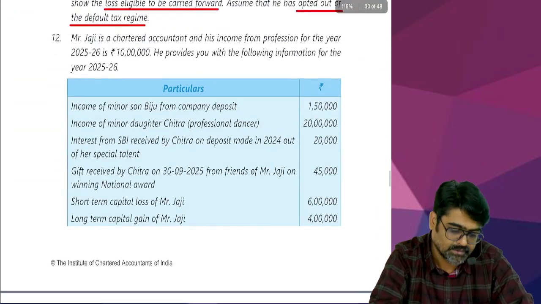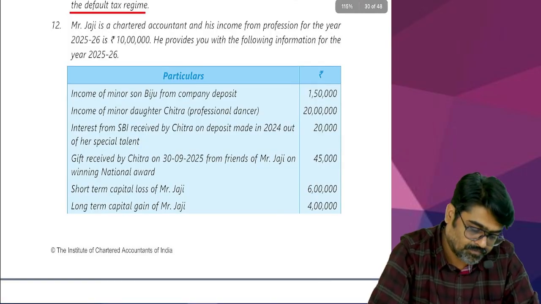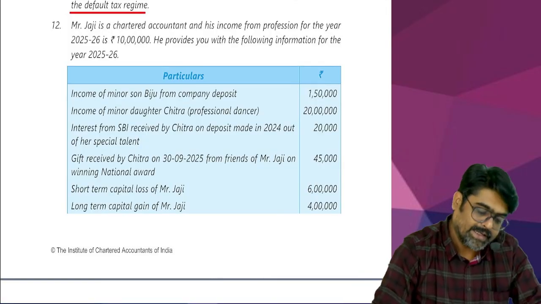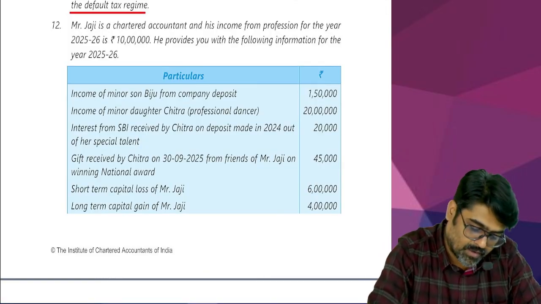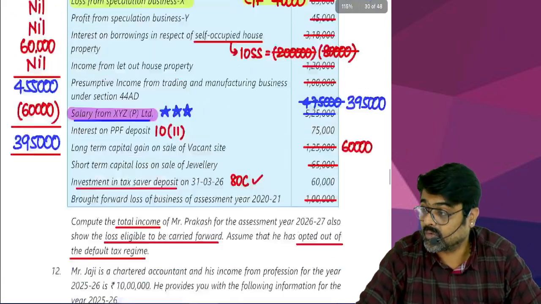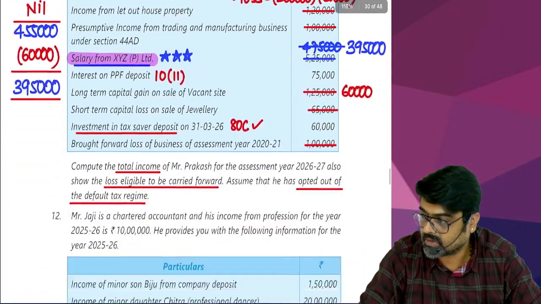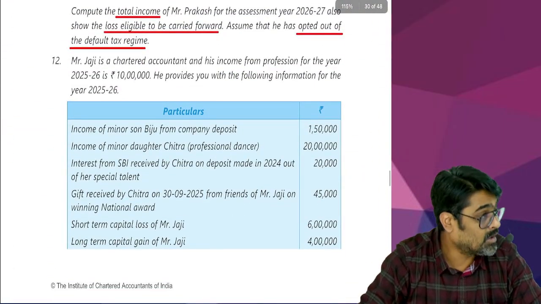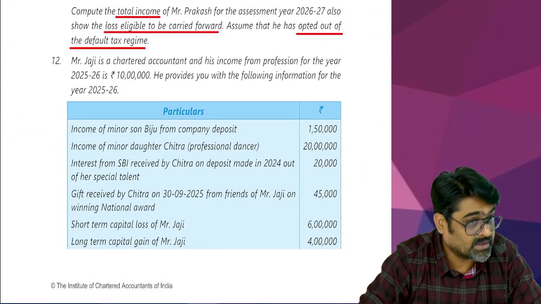Sure? Okay. Question number 12. Last question. Mr. Jaji is a chartered accountant and his income from profession for the year 25-26. Mark this question. The last two questions which you have done, question number 11 and question number 12, these are the new questions. Mark these two questions important.